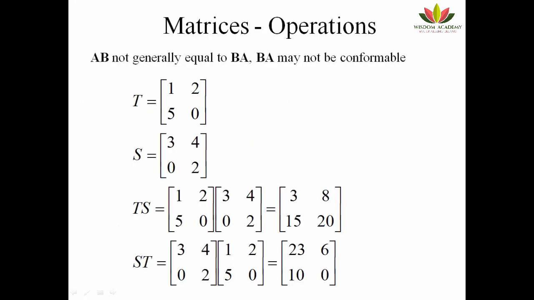So here matrix multiplication is not commutative. What it means, that is ES will be not equal to ST. That is, now I multiplied these two, I got the value of 3, 15, 20, but ST value is 23, 6, 10, 0, which are both not equal. So it's not commutative. The matrix multiplication is not commutative.